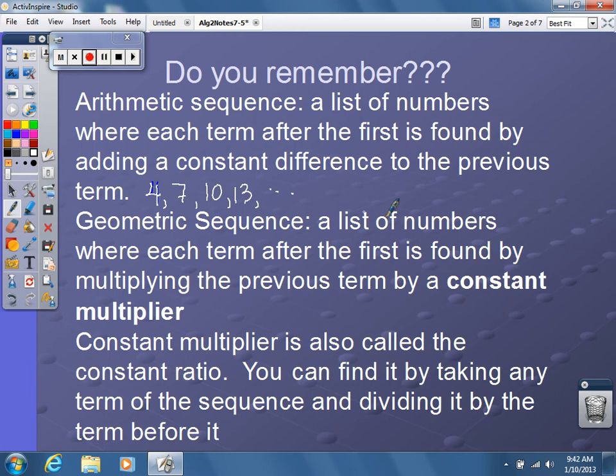It could be going downhill if they started with maybe 7, 3, -1, -5, ... 7 is my first term. This time the constant difference is -4.